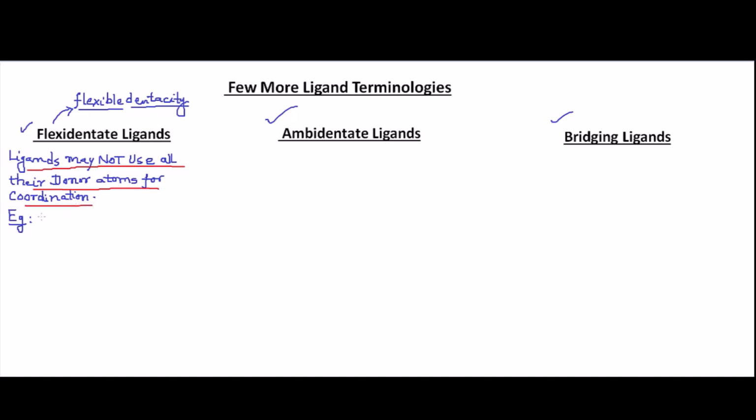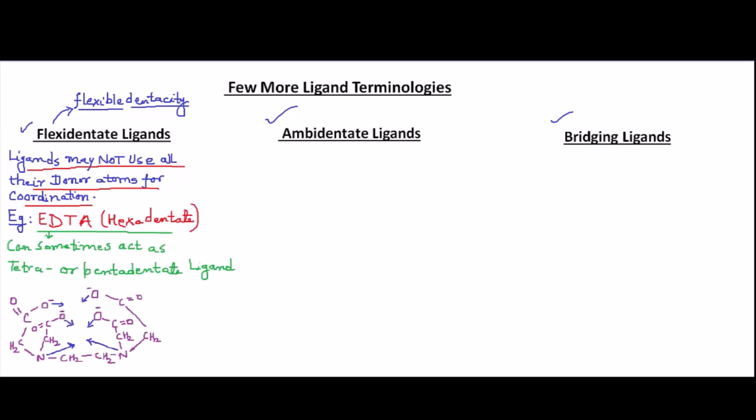The very common example of this kind of flexidentate ligand is EDTA. We had discussed previously that EDTA is a hexadentate ligand in general. But EDTA, which is actually a hexadentate ligand, can sometimes act as a tetra or a pentadentate ligand in several coordination complexes.